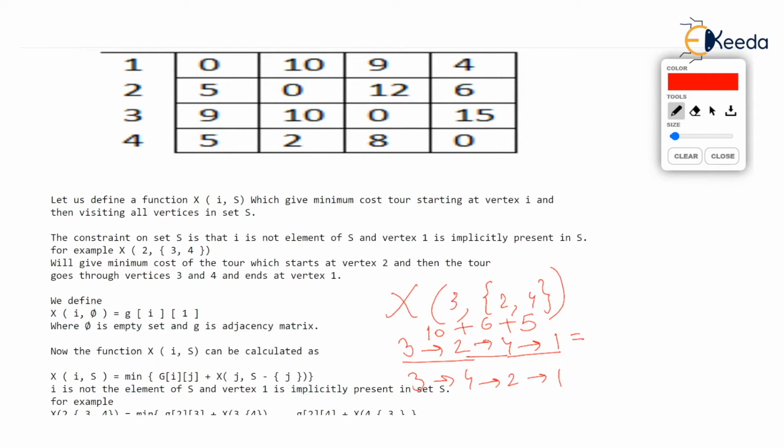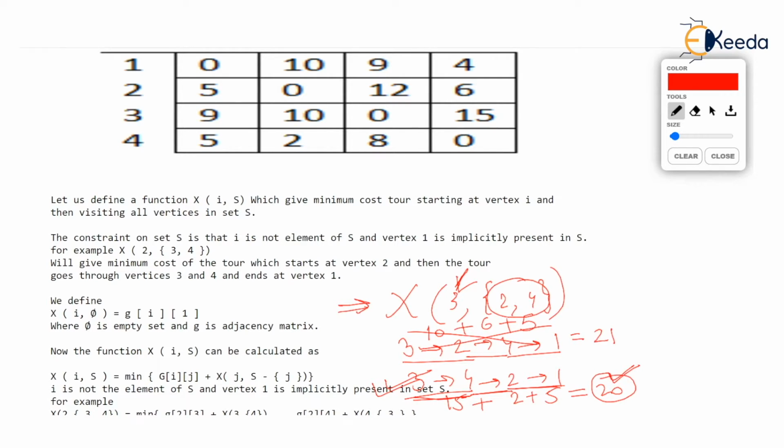But what about the other travel, 3 to 4? Now 3 to 4, as you observe, is 15 plus 4 to 2. 4 to 2 is 2 plus 2 to 1. 2 to 1 is 5. So the total distance here will be 22, isn't it? Now you will say that the best thing, to start your travel from 3 and then go to 2 4 and then come back to 1, is that you better go as 3 4 2 1 instead of 3 2 4 1, because 20 will be the minimum cost of this travel. So this is what this function is going to find out.